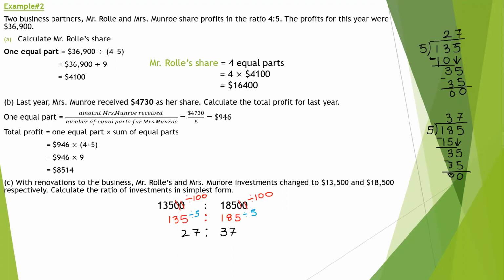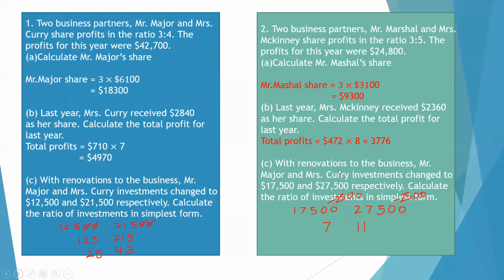All right, so that's example number 2. We were looking at these two business partners, looking at the ratios between them, or I should say, we're looking at the ratio of their profits. Now we're going to look at the two exercises that we have. Take One, where's Take One?